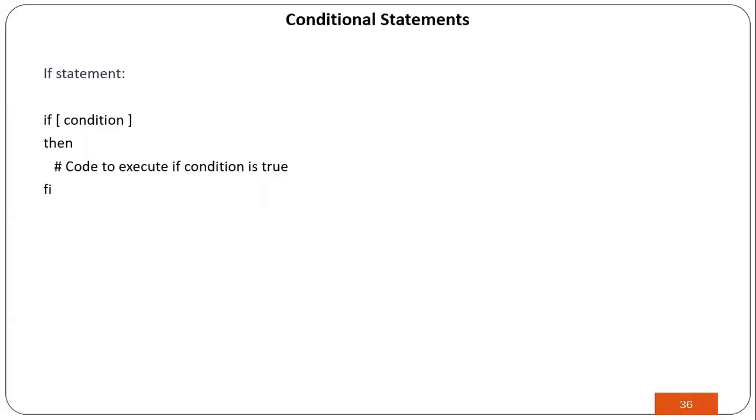Hi all. In this session, we will see conditional statements in shell scripting. So here we have a few conditional statements. We'll discuss them. Before going to the different types of conditional statements in shell scripting, we will see why we use these conditional statements. We use conditional statements to control the flow of execution of a script based on certain conditions.